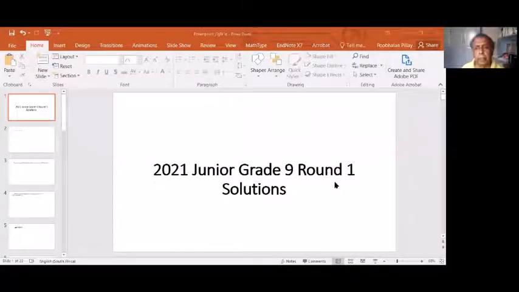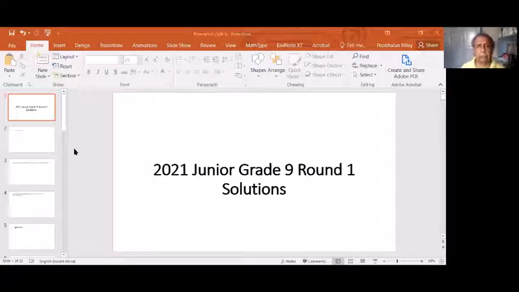There are two junior papers. One is grade 8 and one is grade 9. Of course, one senior paper for grades 10, 11, and 12. So we are going to focus on the grade 9 junior paper of the first round of the South African Mathematics Olympiad 2021. So let's get going immediately. And I'll share this screen with you. As you can see, we are doing the 2021 Junior Grade 9 Round 1.